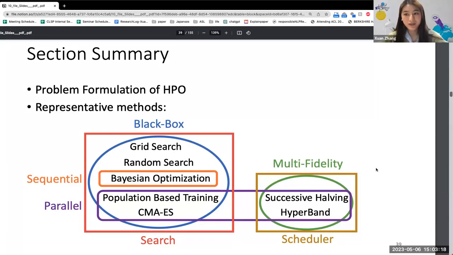Okay, that concludes this section for HPO. I will pause here for questions. Okay. Any questions from the audience? Any questions online? All right. If not, we can move on to the next part.